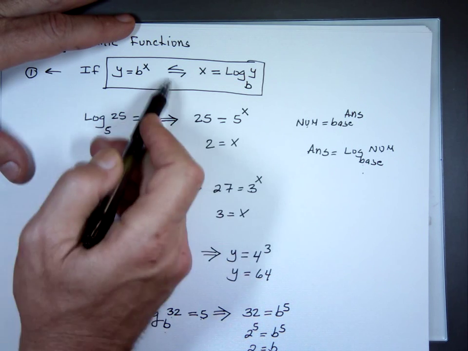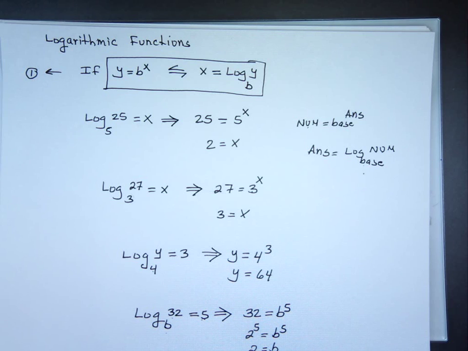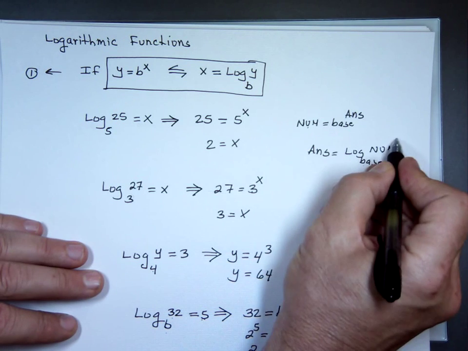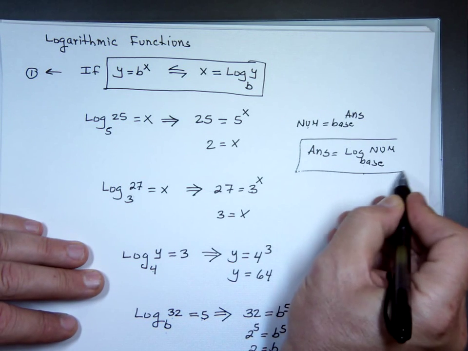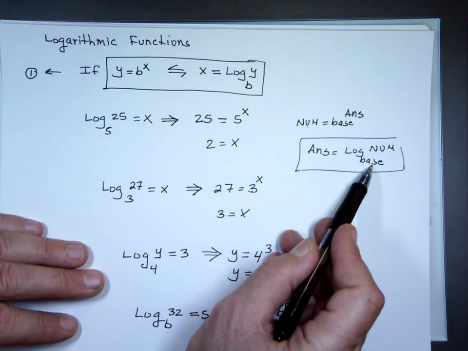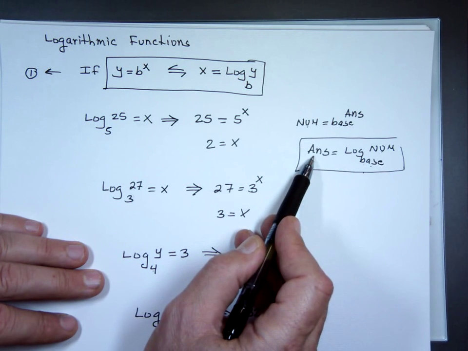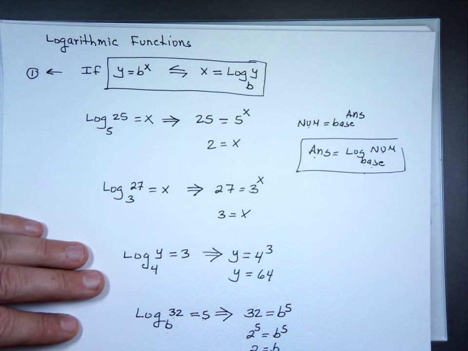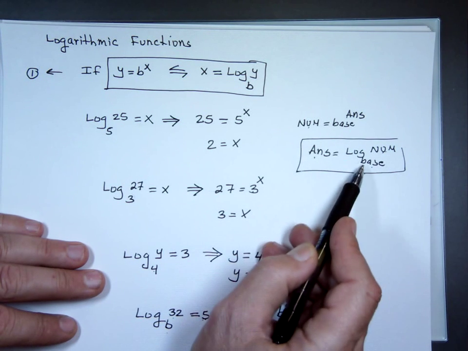I like that better. But if you want it like in English, if you have a number like this, can you tell me what the number is or the answer is? I say I can take the number and make it equal the base raised to the answer. And I should be able to solve for that. The number equals the base to the answer.